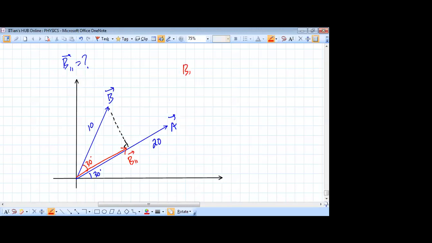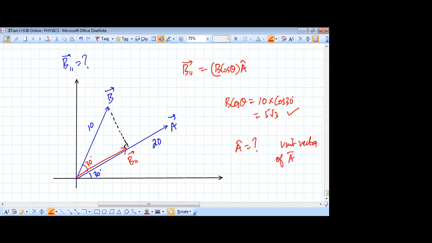So b parallel here will have a magnitude of b cos theta, but it will be along the unit vector of a. So b cos theta कितना है यहाँ पे? It's very simple. It is 10 into cos 30. So it is 5 root 3. Okay, so that's done. But what about a cap? So a cap I'll have to figure out. So a cap is a unit vector of the vector a, and this vector is at 30 degrees to x-axis.